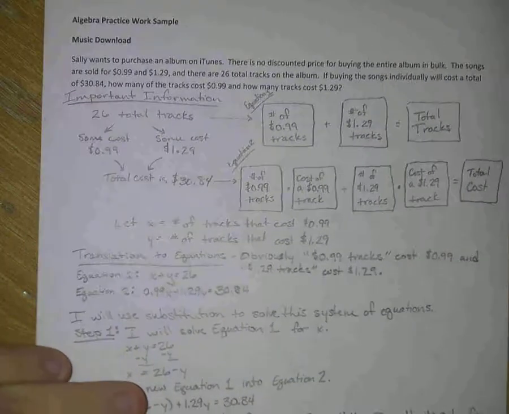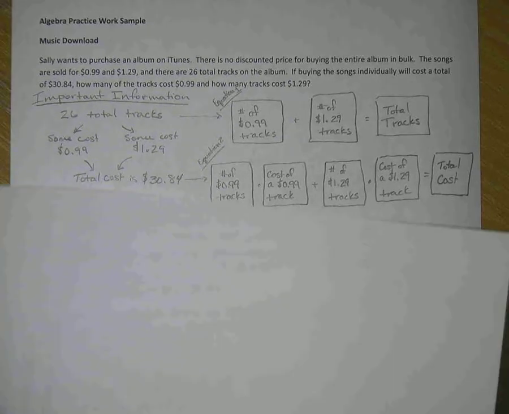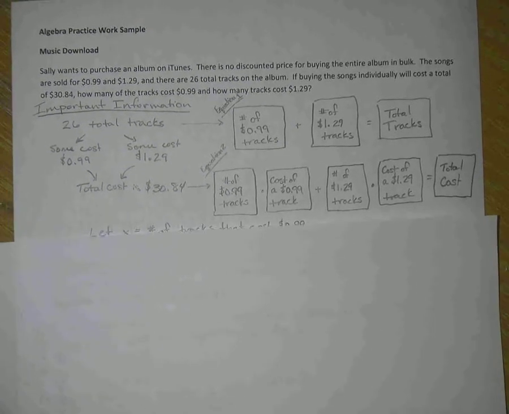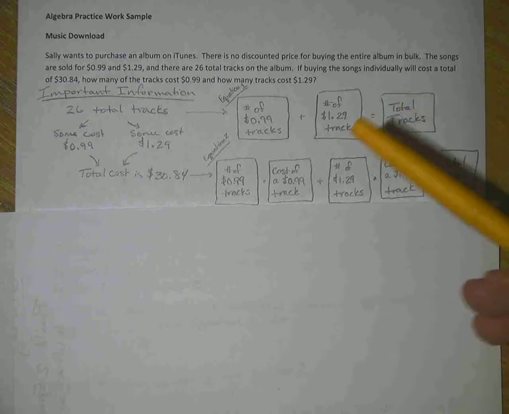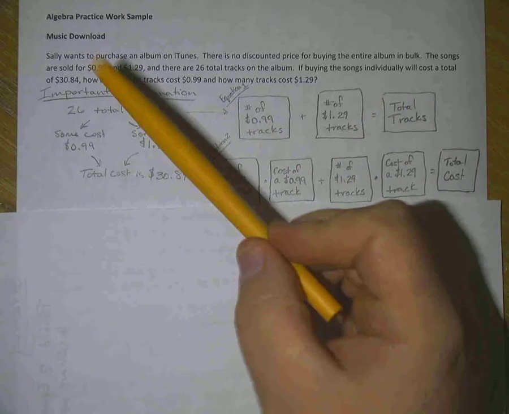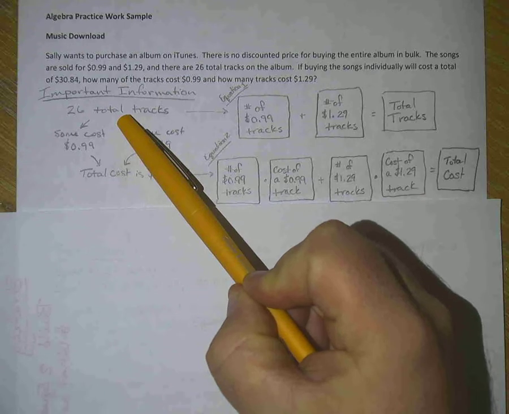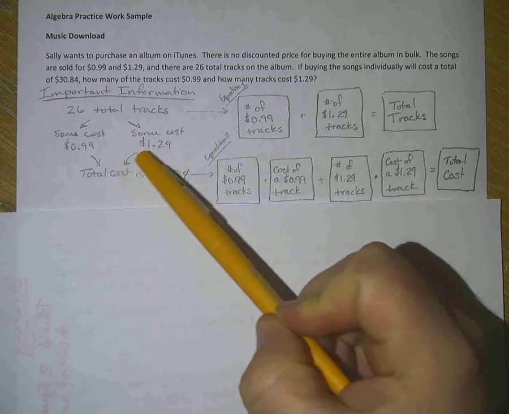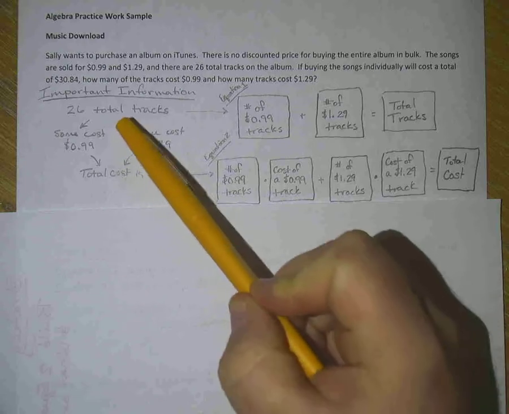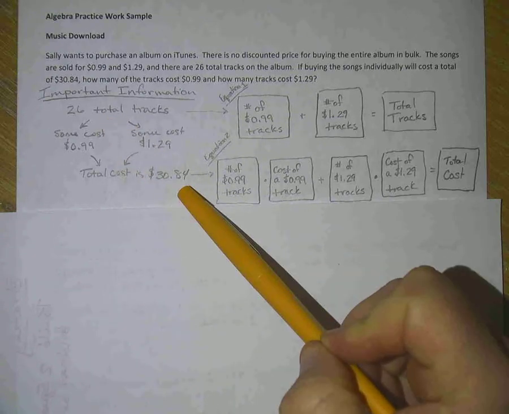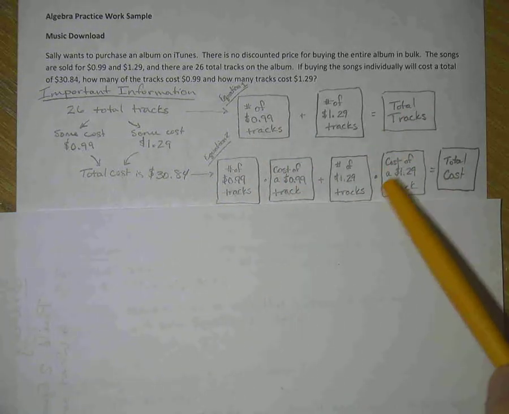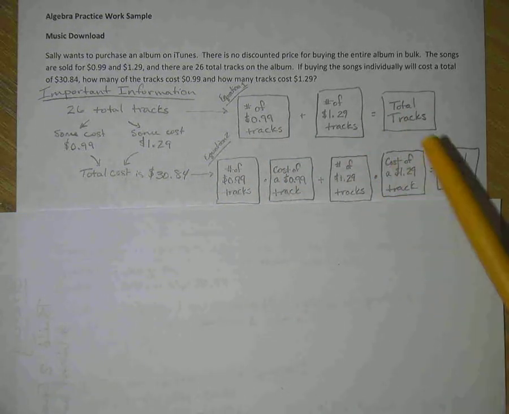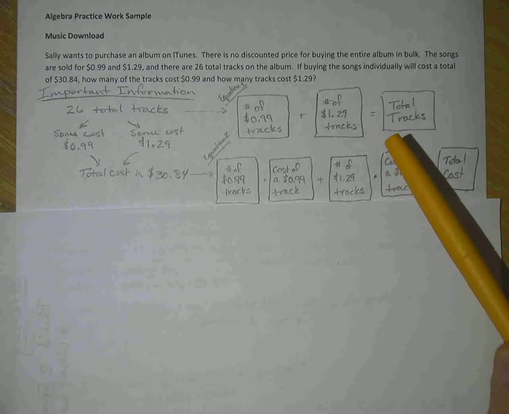So this one is the one that I've completed. I'm going to block parts of it off so that we go through step by step here and understand what we're looking at. Starting off with the important information: what's important to this problem? There's 26 total tracks. Some cost 99 cents, some cost $1.29, but when you add up those costs together, you're going to get $30.84. This is a good way to express what you're looking at, and this is totally acceptable in a work sample.